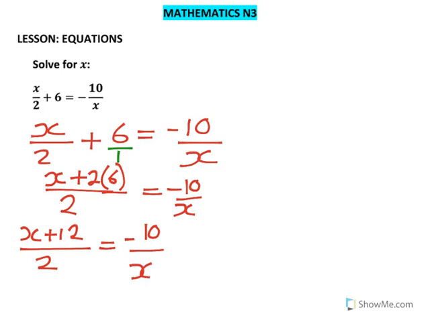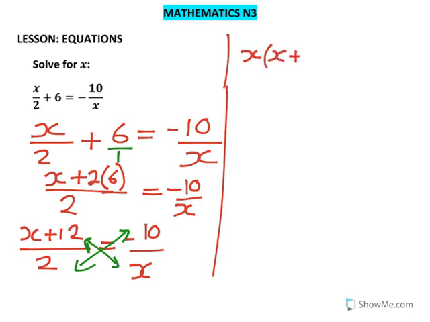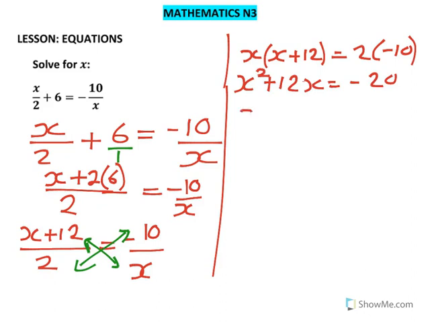Then when you have got single fractions on each side, you do what we refer to as cross multiplying. In cross multiplying, what do you have? We have x multiplying the top, which is x plus 12, is equal to 2 multiplying minus 10. Again, you open the bracket, you've got x squared plus 12x is equal to negative 20. What do you have now? You have x squared plus 12x. Take 20 to the other side of the equal sign. You'll have plus 20 equal to 0.